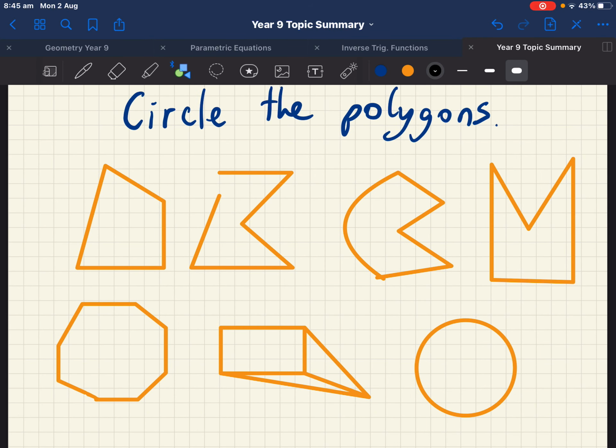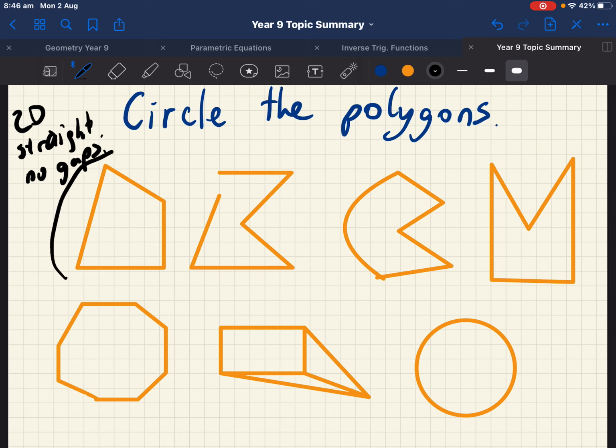Okay, so probably the easiest question you could get in a test will be, which one of the following is a polygon? Now, remember our definition: polygons are two-dimensional. All the edges are straight. There are no gaps in it. So pause the video if you don't already know which ones they are, and decide for yourself which ones you think are the polygons here.